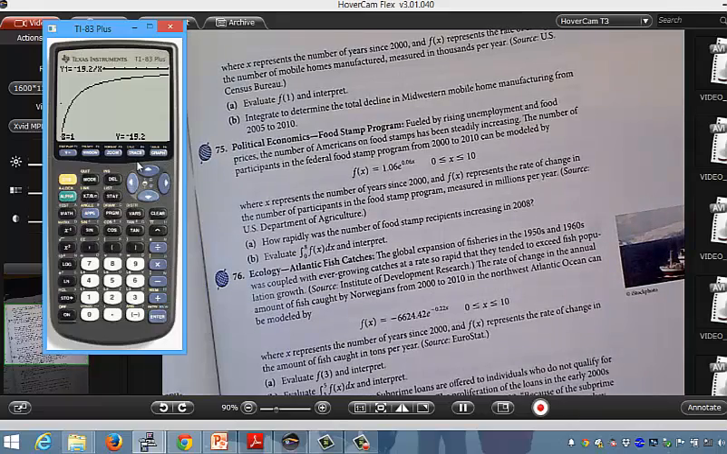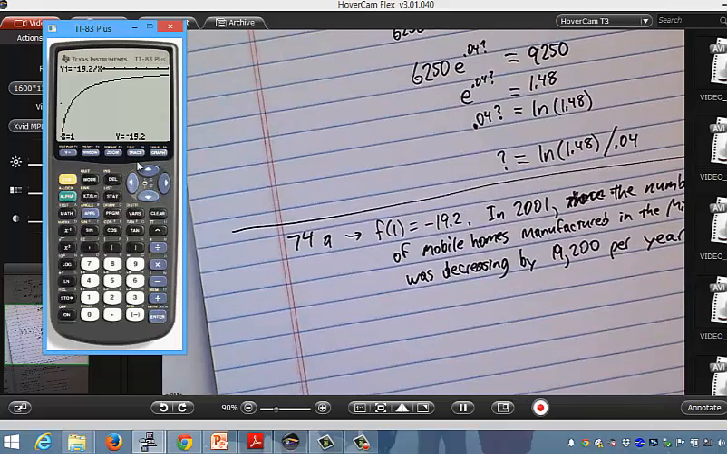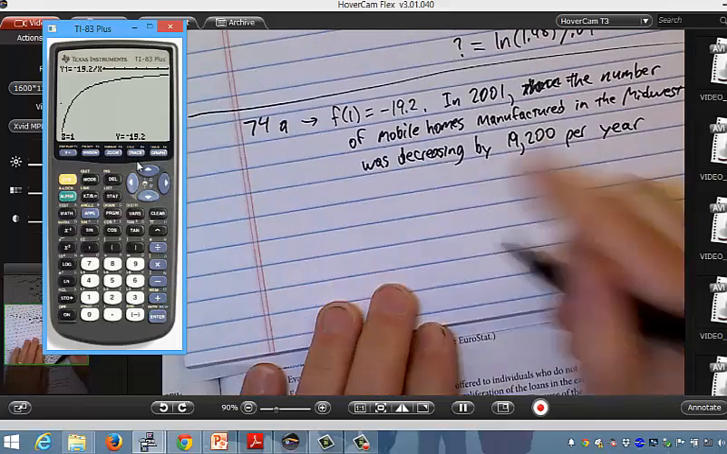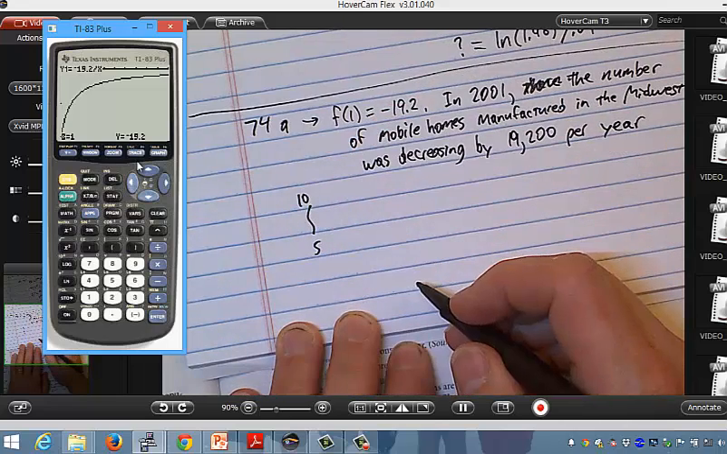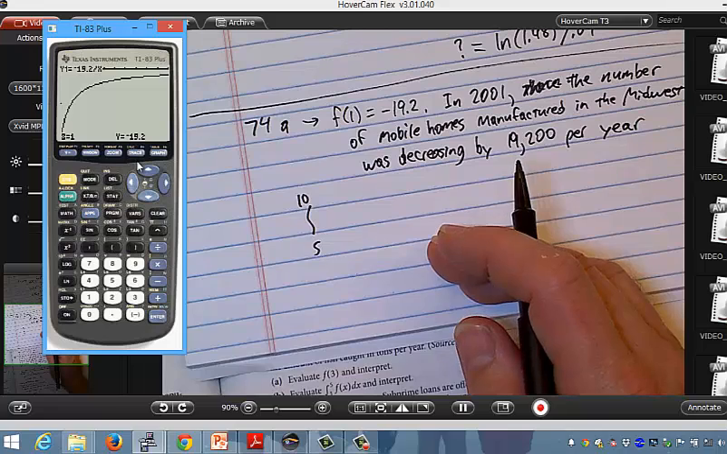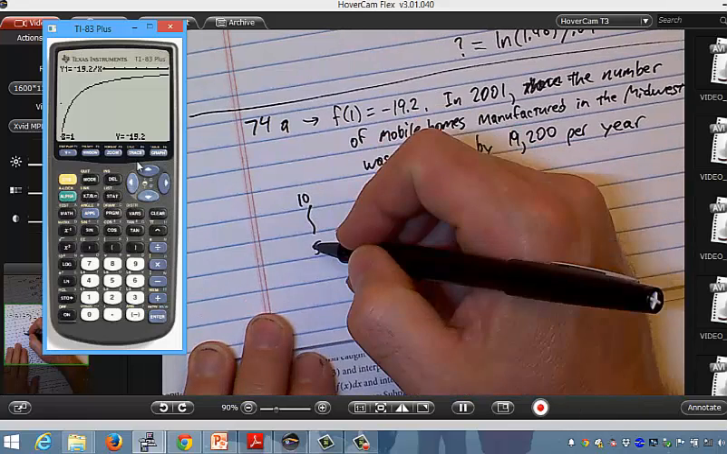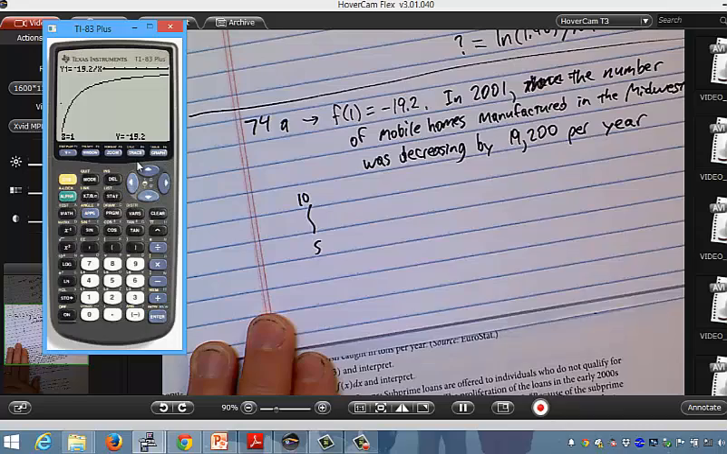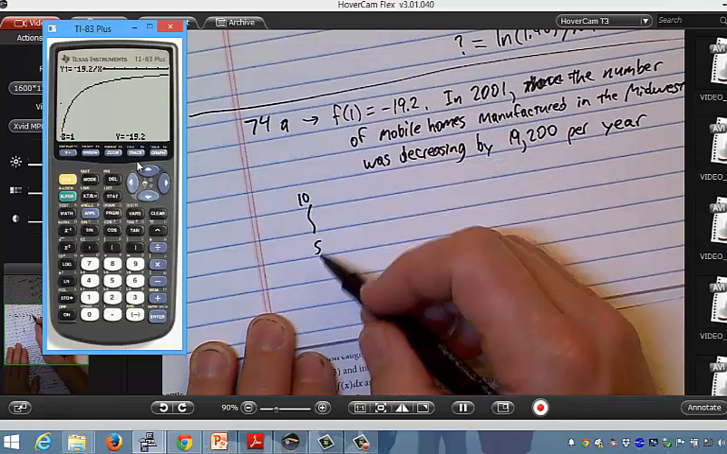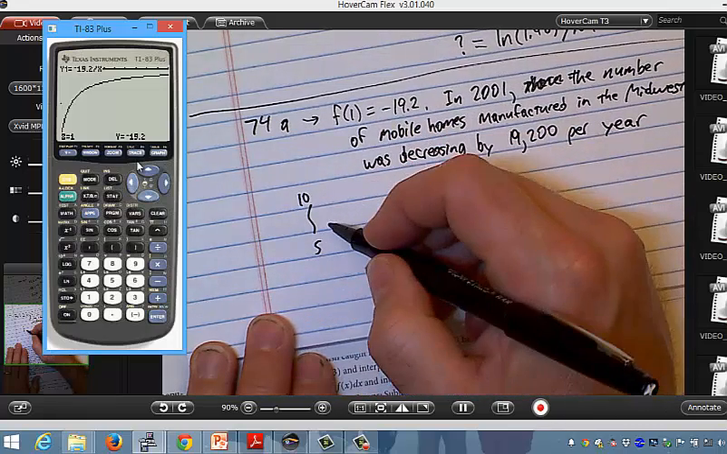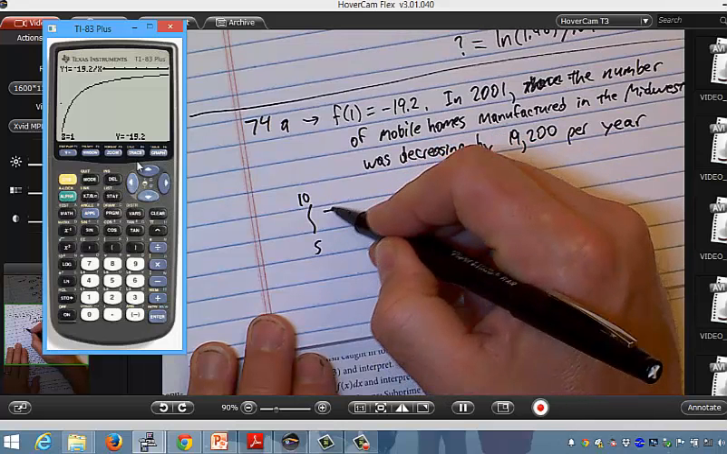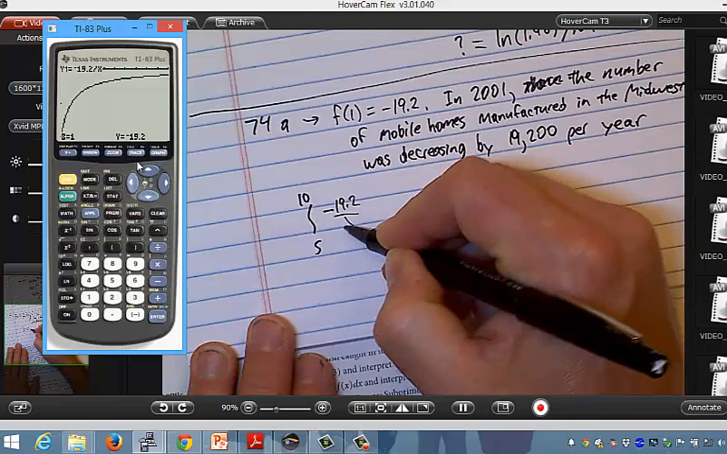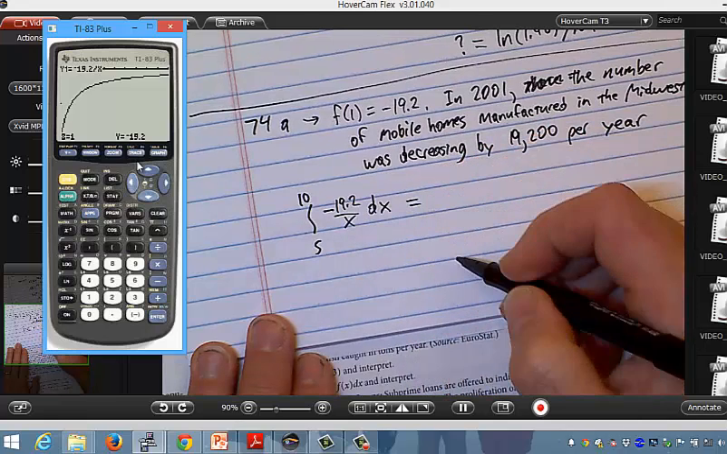We talked about total accumulation. Well, here's an example where we're going to integrate from 5 to 10, oh no, not 5 to 10, because we started in 2001. Wait a minute, let me think. Yeah, 5 to 10. This is 2001, that's 2005, that's 2010. So if we integrate, again, my function, negative 19.2 over x dx, I'll get the answer.